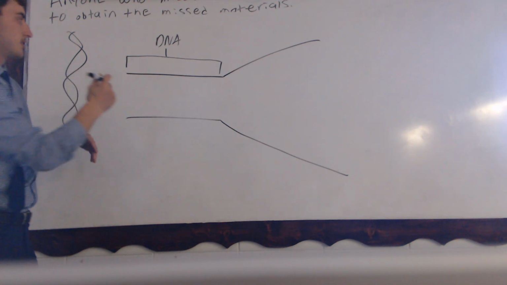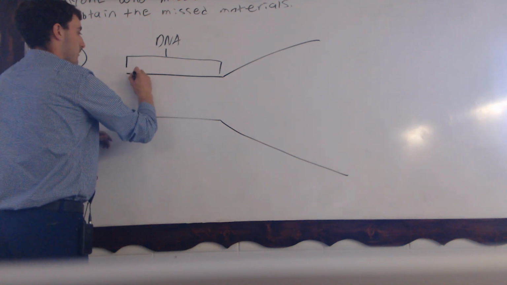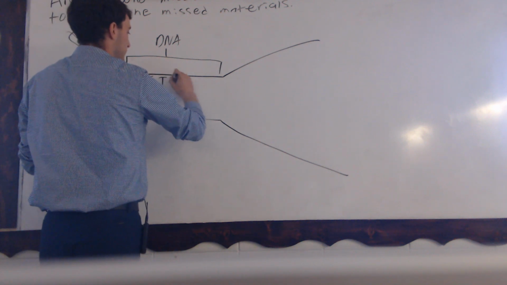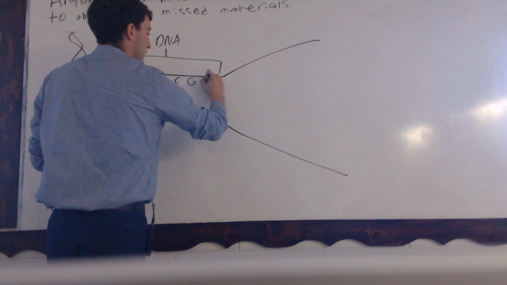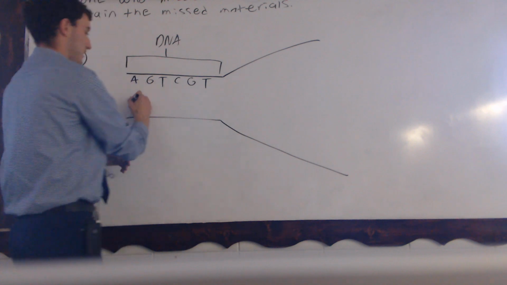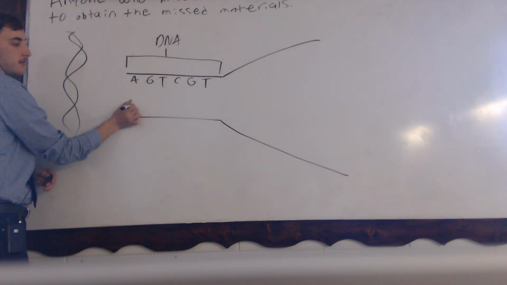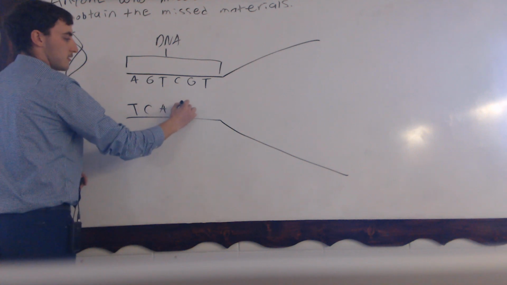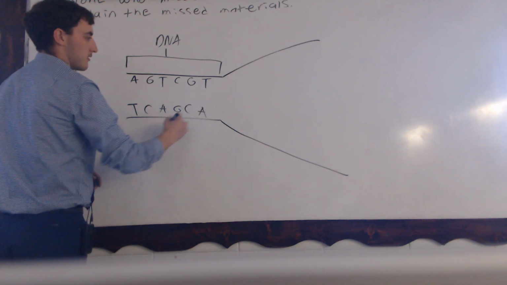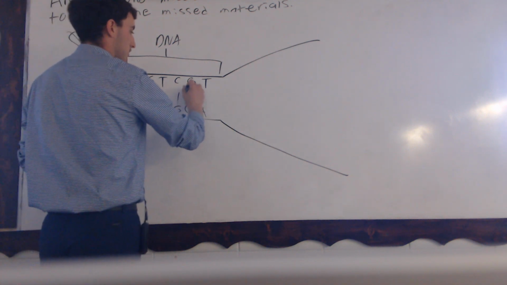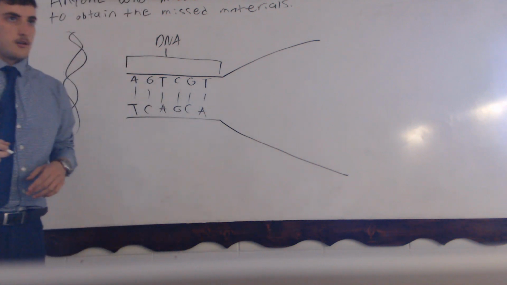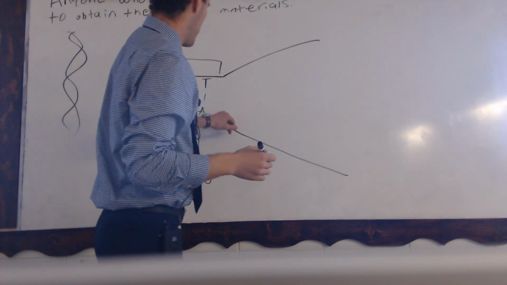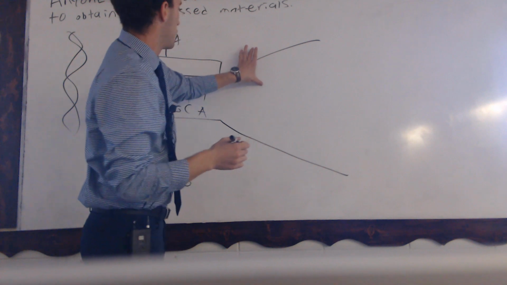Does that make sense? So we're going to have A, G, T, C, G, T. And then we're going to have what here? You'll have C, T, C, A, G, C, A. A goes with T and G goes with C. That's all we need to know.